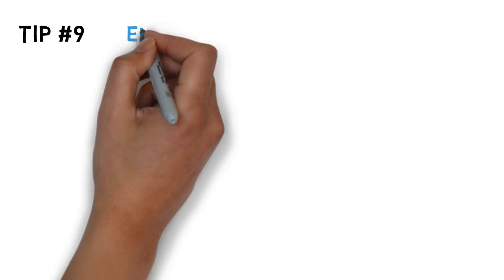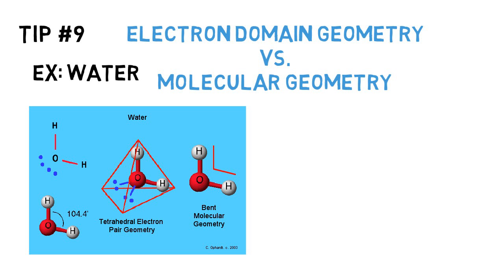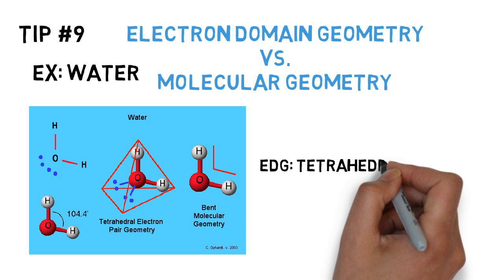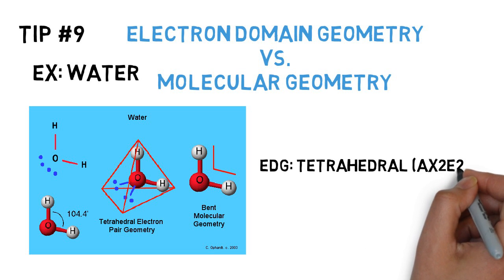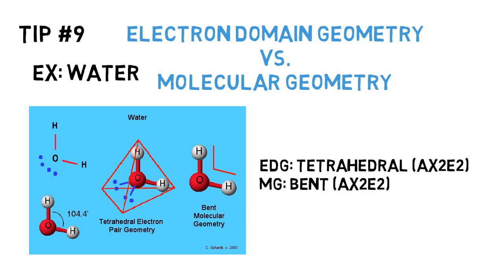Tip number 9. Electron domain geometry is different from molecular geometry. In the example of water, the electron domain geometry is tetrahedral since it has 4 electron domains, with a molecular type of AX2E2. However, the molecular geometry is bent or nonlinear with a bond angle of 104.5 degrees due to the effect of the different amount of pulling by lone pairs. The molecular type is still AX2E2, however.